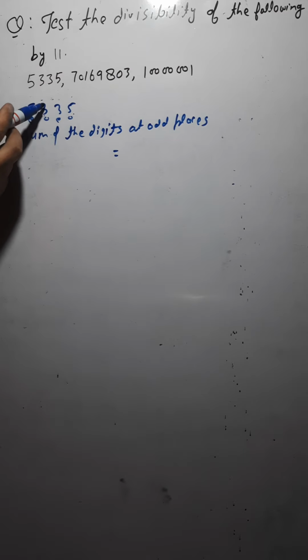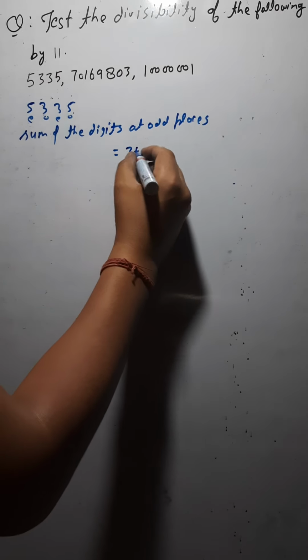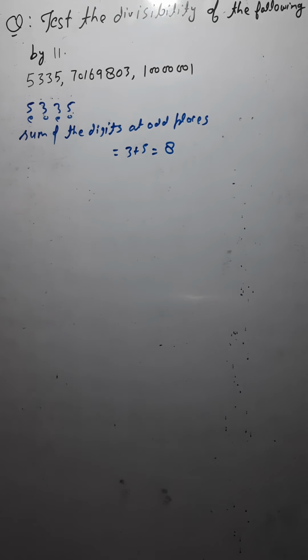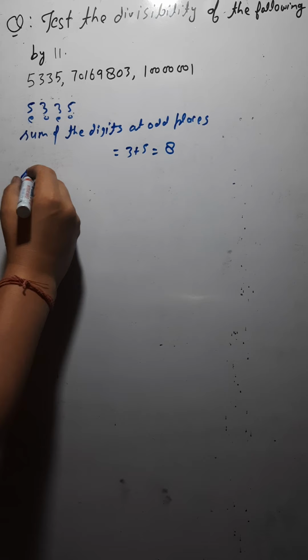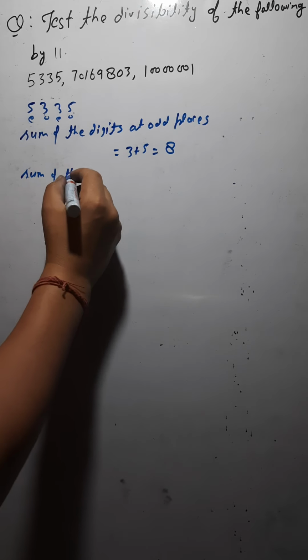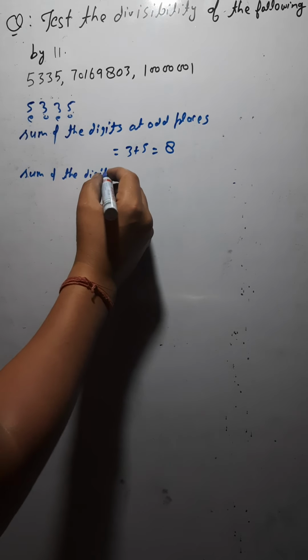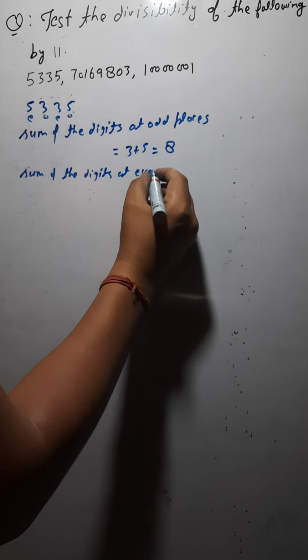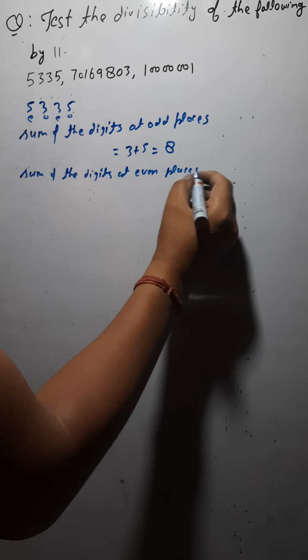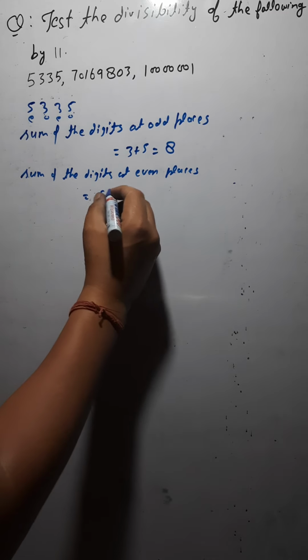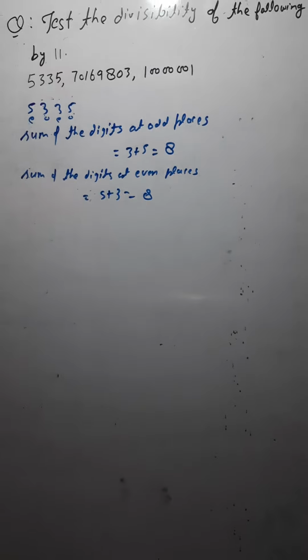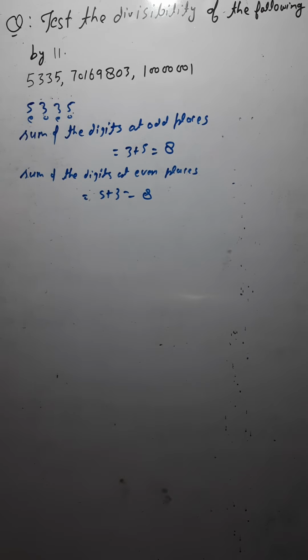You have to add this. 3 plus 5 would be how much? 8. Okay. Now sum of the digits at even places. What are the digits at even places? Here first even place, that is 3, second is 5. So here 5 plus 3. Again if you are adding, you are getting 8 again there. Okay. Now you have to subtract both these sums. Difference.